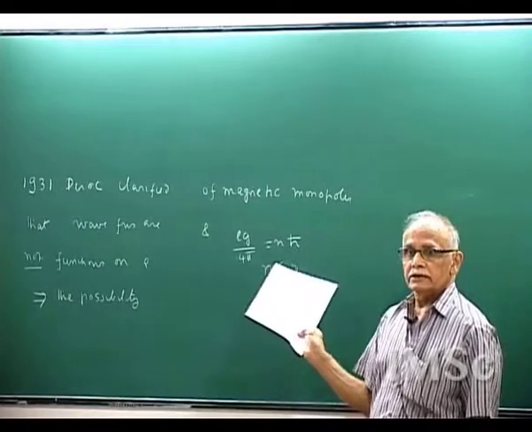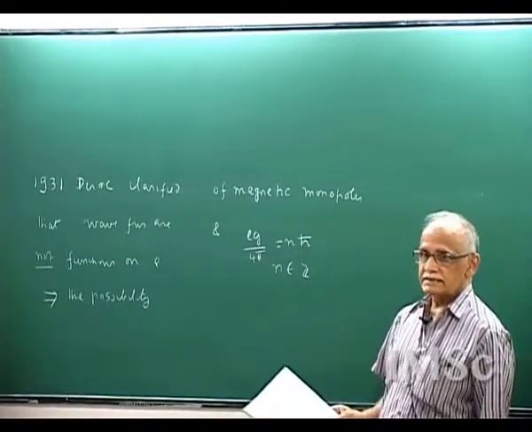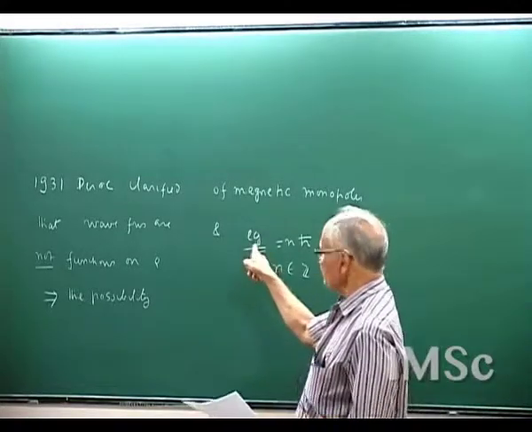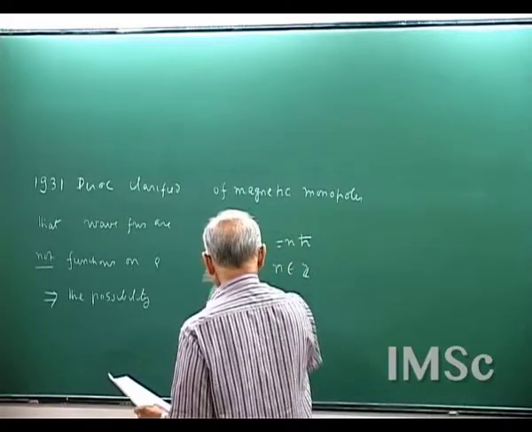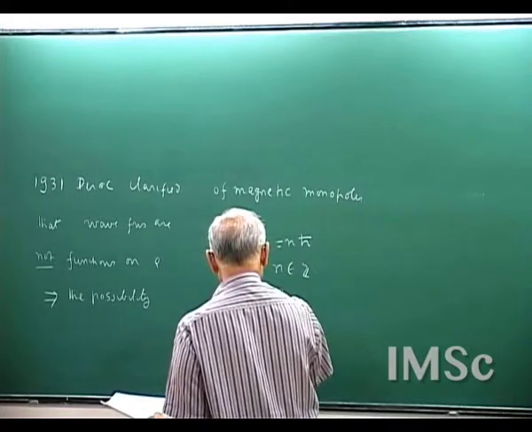This is the electric charge and the magnetic charge. If you look at this result, it is very remarkable, because this says that if there exists one magnetic monopole anywhere in the universe, then the ratio of two charges is rational.